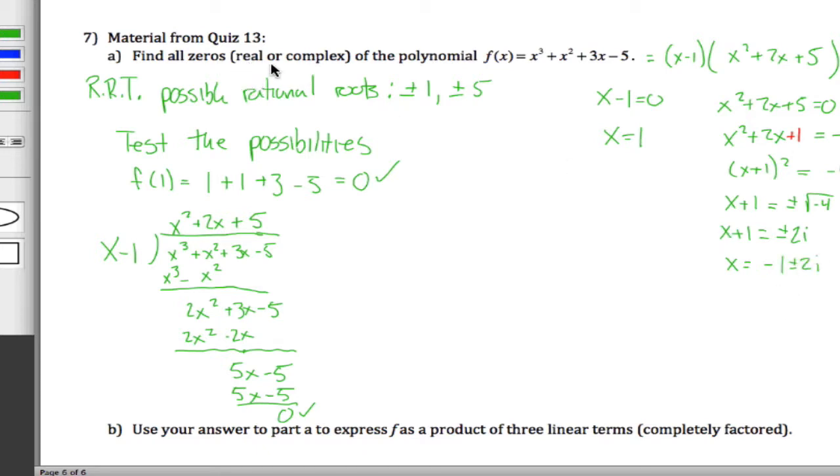Find all zeros, real or complex, of the polynomial. Here's the real one. There's the two complex ones.